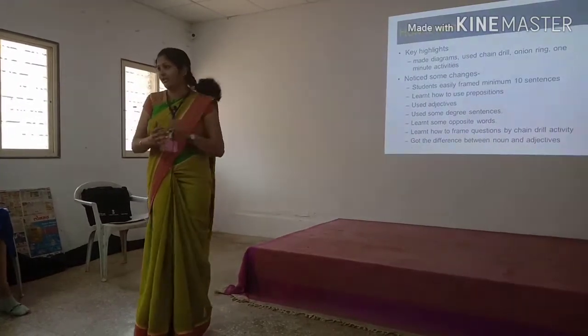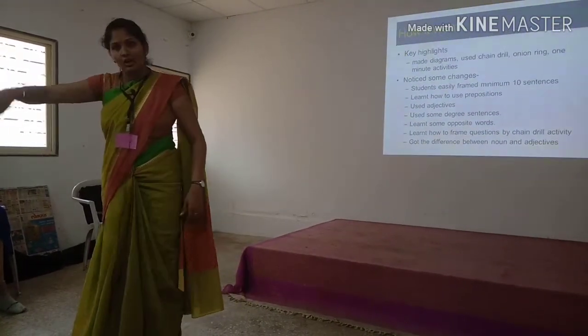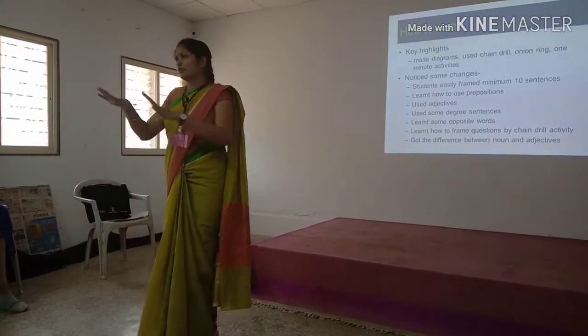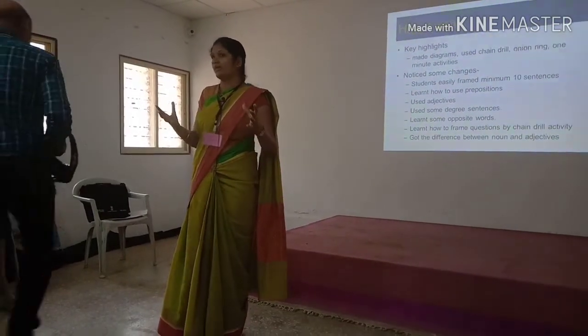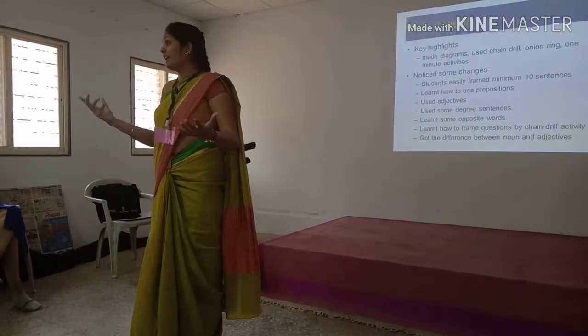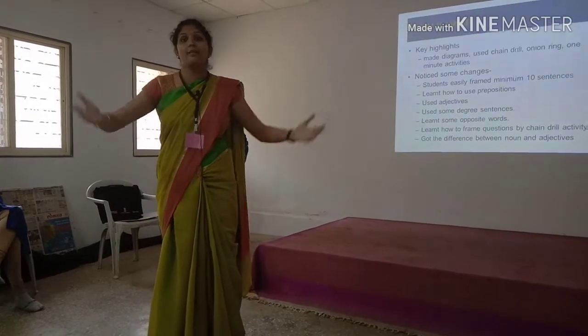First one is chain drill activity. In that activity, I made a circle of my students. Actually, what happened? My students were stuck on some sentences. For example, I feel happy when I get new mobile. There are many types of mobile.